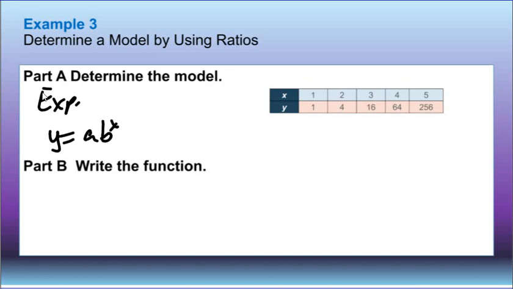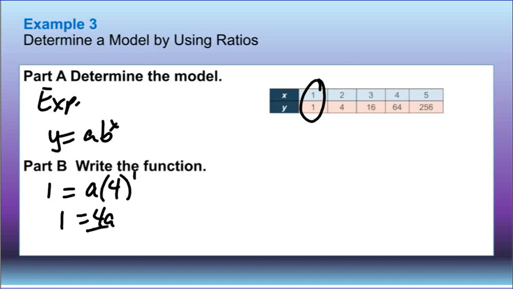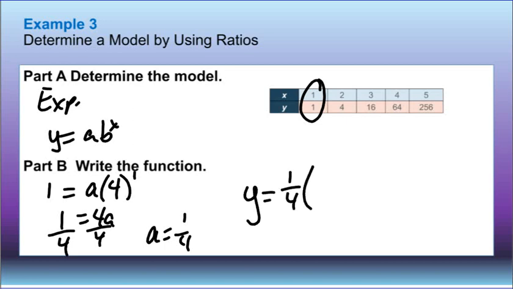I'm going to choose a point. I'm just going to choose 1, 1. So when y is 1, b was 4, raise that to the first power. So this will give us 4a equaling 1. Divide by 4, a would equal 1/4. So our equation would be y equals 1/4 times 4 to the x power.